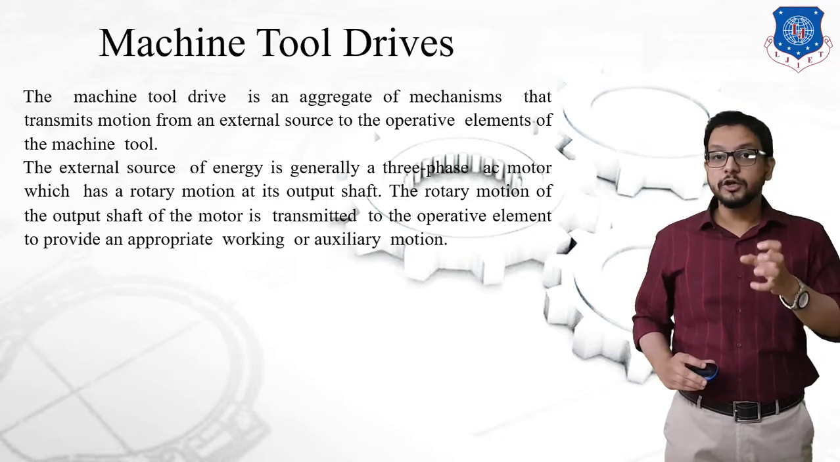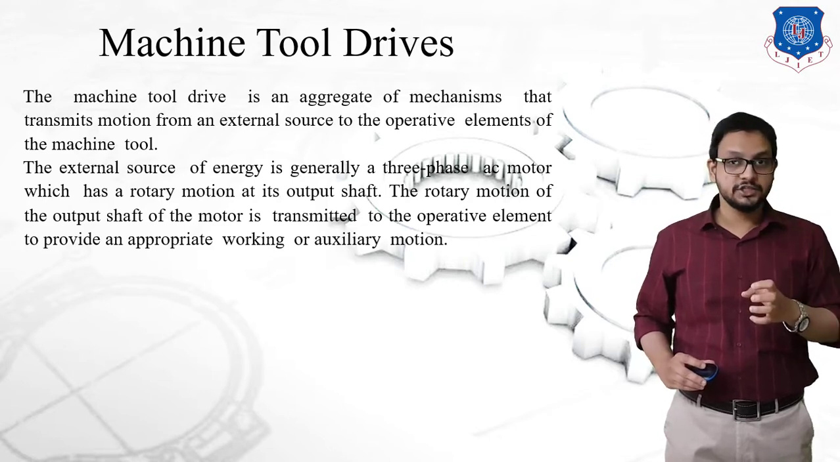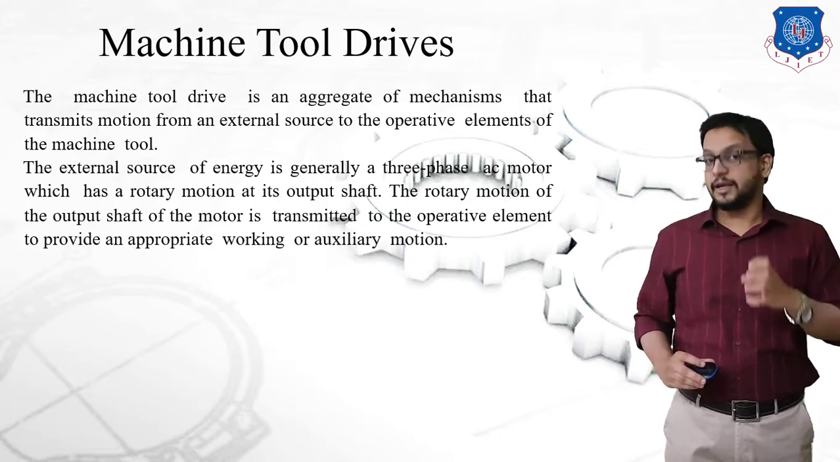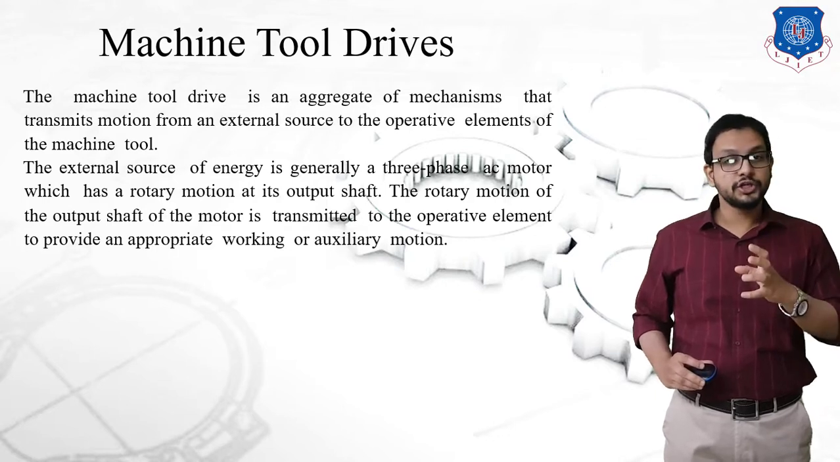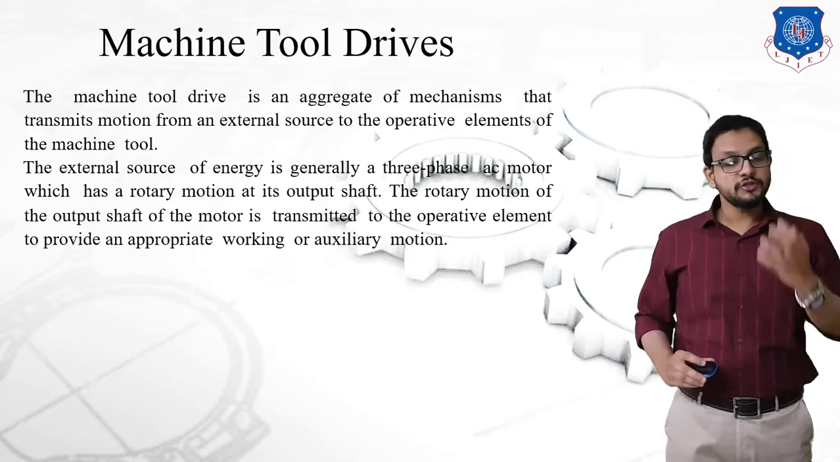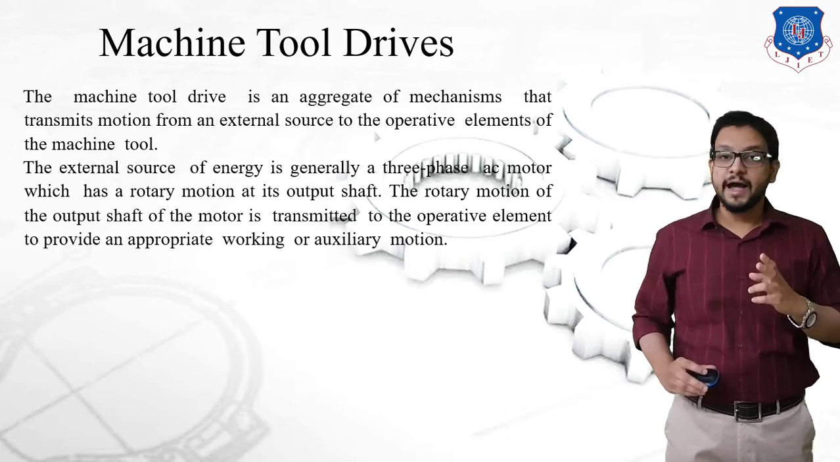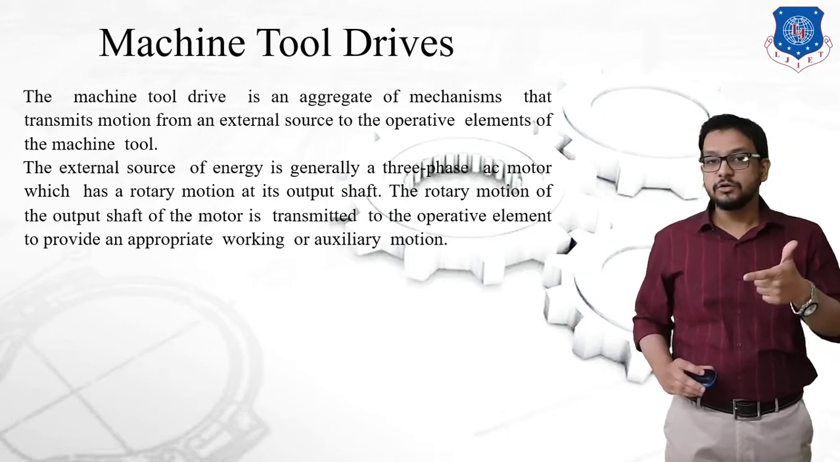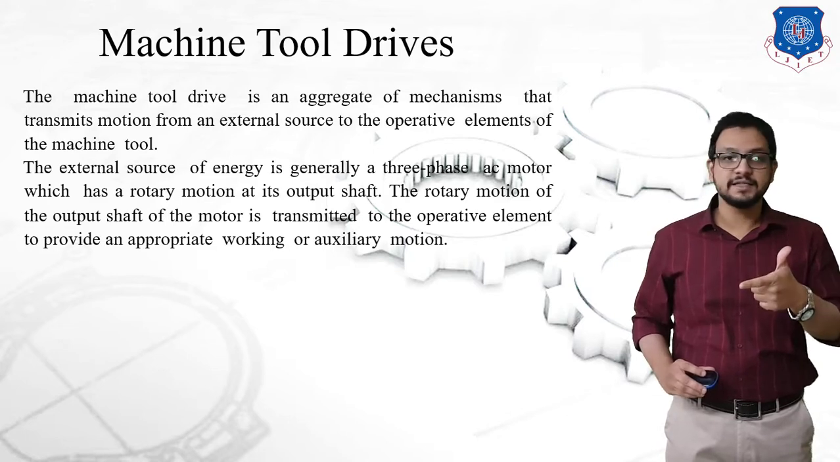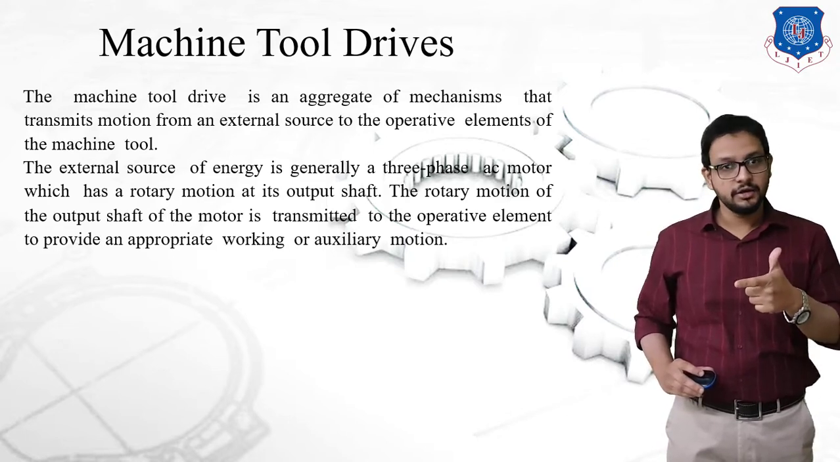Now we know working motions, we have discussed in our last session that they are of two types, that is drive motion and feed motion. Which means, according to that, the operative member would have to perform either a rotary motion, or second, a translatory motion, that is linear motion.